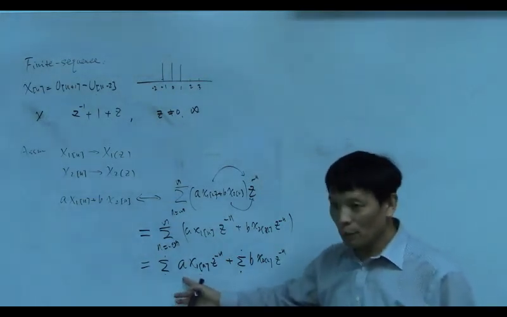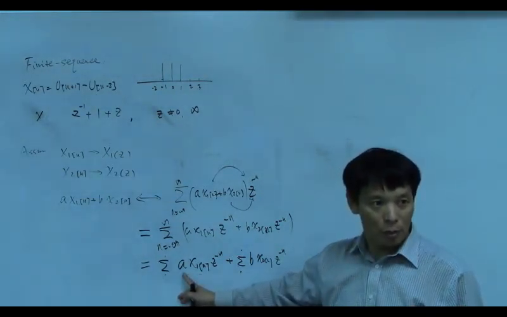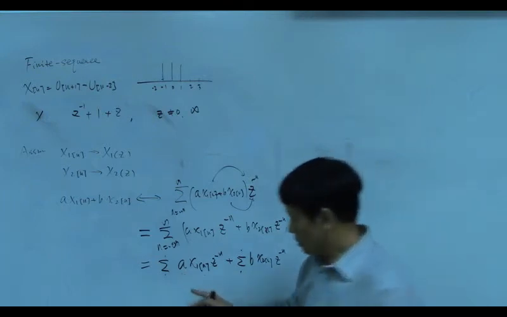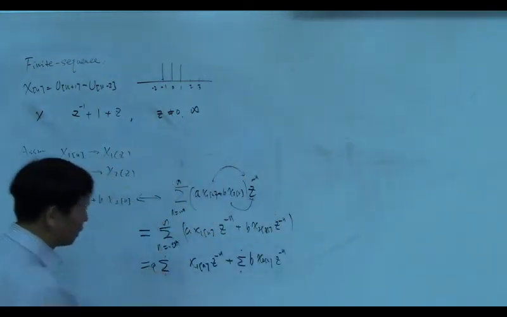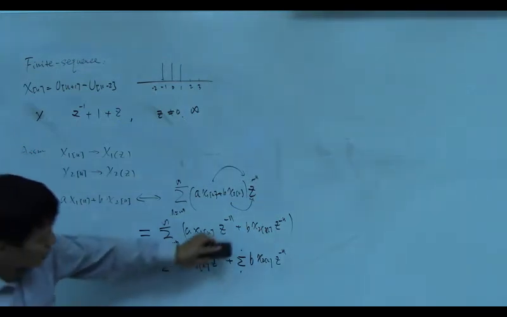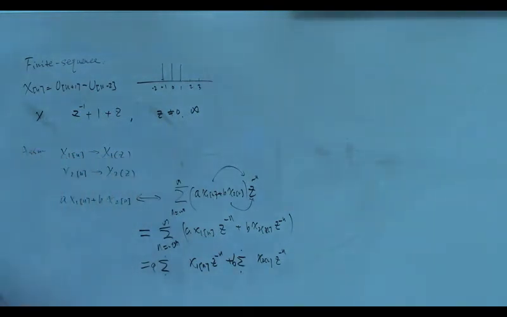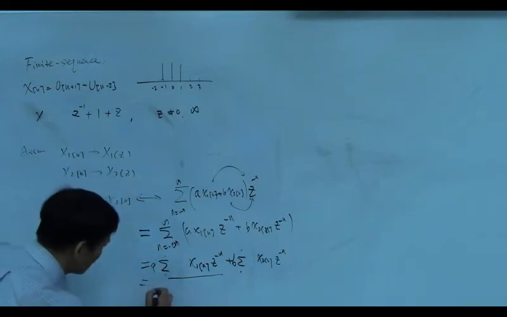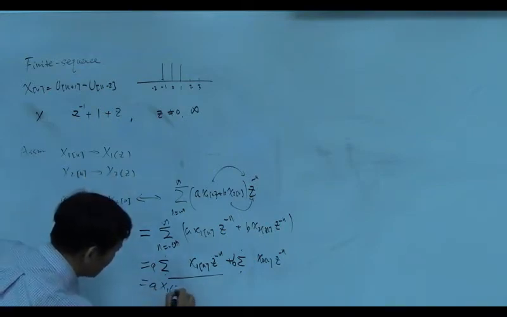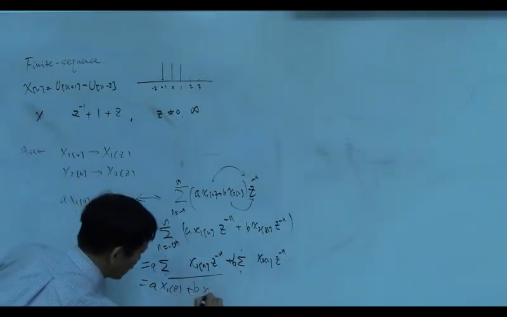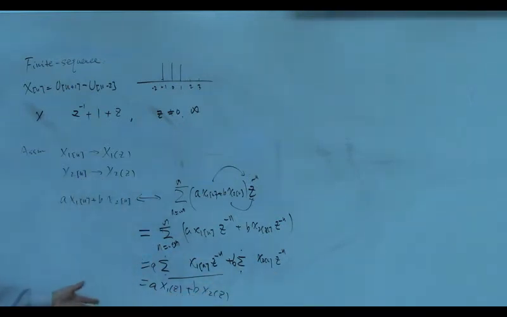From the property of this summation, this constant a can be moved outside. Right? So this a, I can move outside. And the same thing applies here: the b can also be moved outside because it's constant. Now look at this. What is this term? Is this term equal to this one? By definition, right? So that means this one equals a times X1(z), plus the same thing here, b times X2(z). Then you get the linearity property proof.